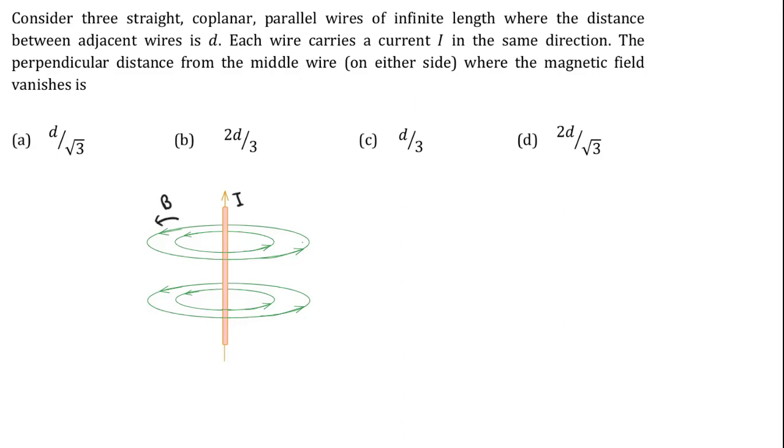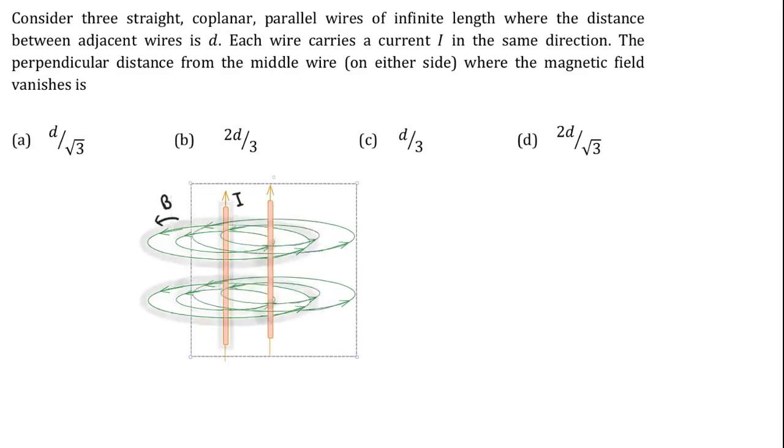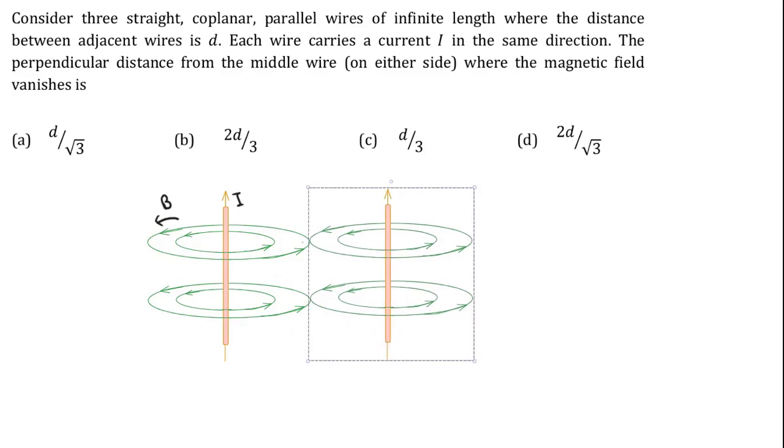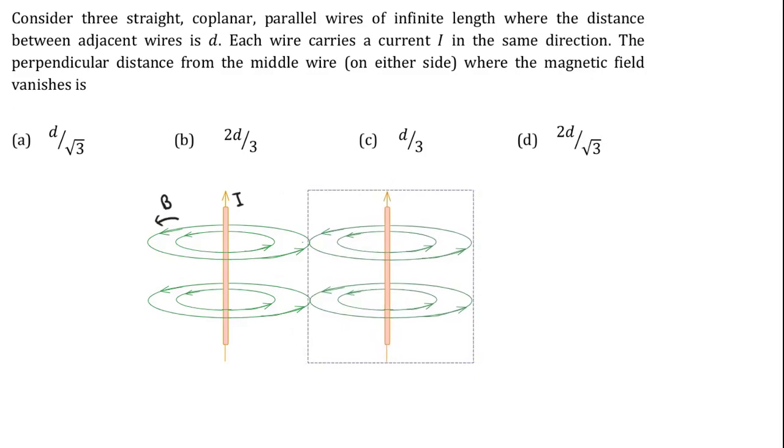Now, if we add a second wire to the mix, here is a second wire and we see that the fields interact right here. The magnetic field due to the second wire comes this way and due to the first wire comes this way, which actually looks as if they are cancelling each other. So at this point it has to be 0, which would be d by 2. Our answer would simply be d by 2.